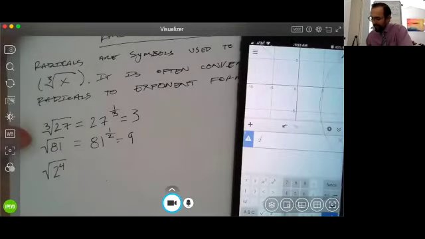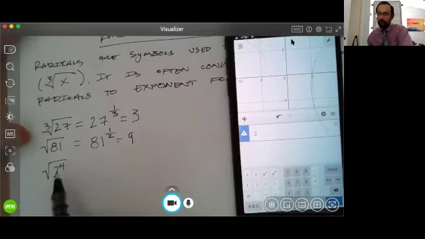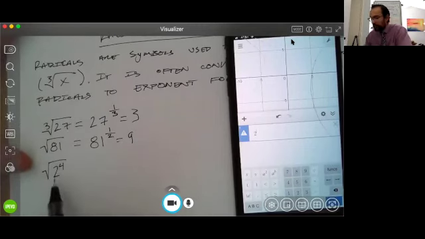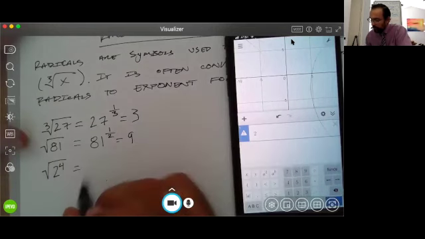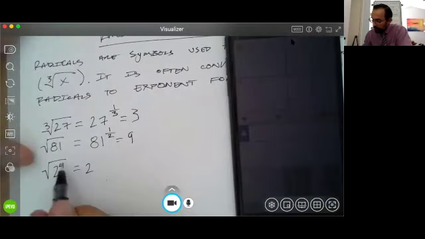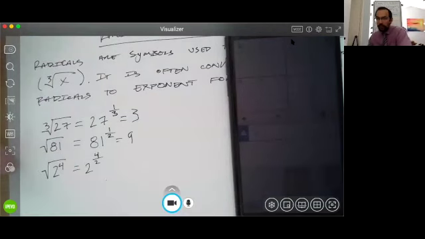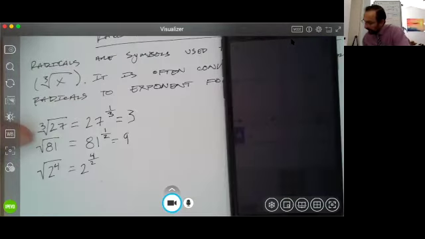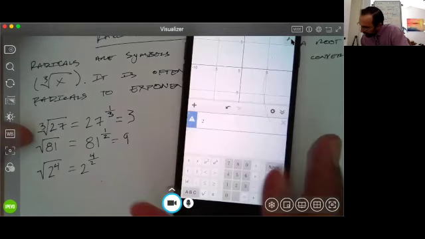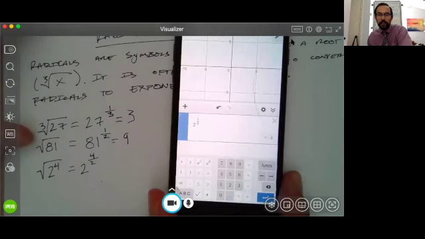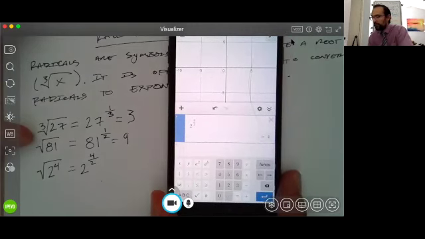Let's look at something that has an exponent on the inside. If I take the square root, remember, square root because there's no number out there, of 2 to the power of 4, this is the same thing as 2 to the power of, my exponent inside is 4, that's going to go on top, over 2, which is going to go on the bottom. Now I can totally plug this into my calculator, and I'm going to get 4 as an answer. Okay? So 2 to the power of 4 over 2 is going to give me 4.